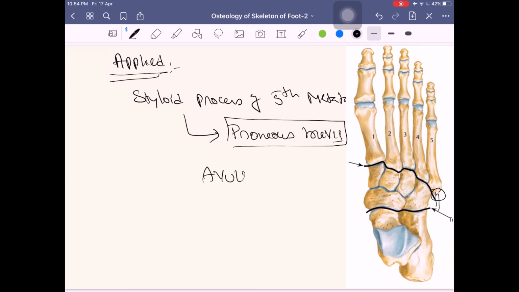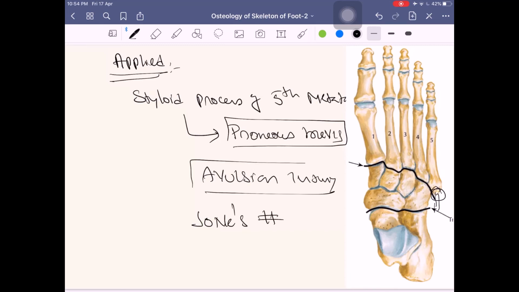Thereby there is an avulsion injury, wherein there is a pull of the tendon along with the fractured segment. Both will come out. So there is a fracture due to sudden pull of the tendon of the peroneus brevis. Such an avulsion injury, which involves the styloid process of the fifth metatarsal bone being removed, is called the Jones fracture. The Jones fracture is an avulsion injury along with the fractured segment and the peroneus brevis tendon avulsion.